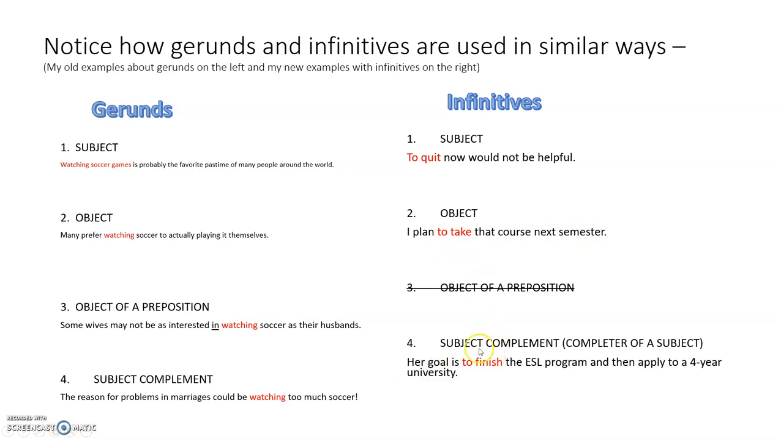Okay, and then number four, similar to gerunds, an infinitive can also be the complement of a subject. So if you remember, often that's a sentence that has the be verb, and the words that come after the be verb are referring to the same idea or the same person as the subject. So her goal is to finish the ESL program and then apply to a 4-year university. So what is her goal? Her goal equals this, to finish this and do this. So one more time, we're looking at similarities between gerunds and infinitives.